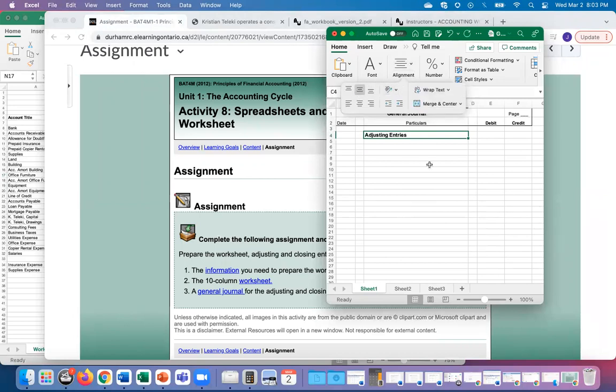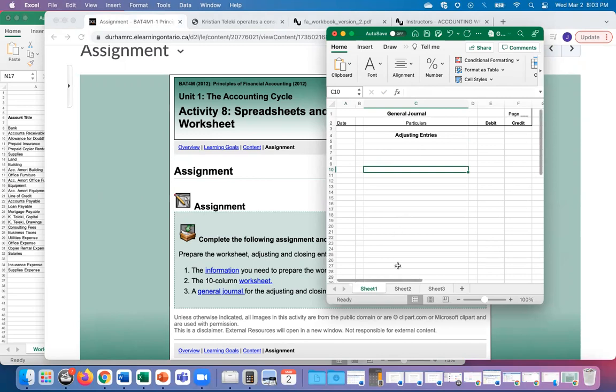Okay, so I know that it's sort of like a title section there. Why isn't that centering? All right, so the adjusting entries will be under here, and then I need to skip down, I don't know, I'm going to call it 25 lines, and I'll just put in the closing entries.